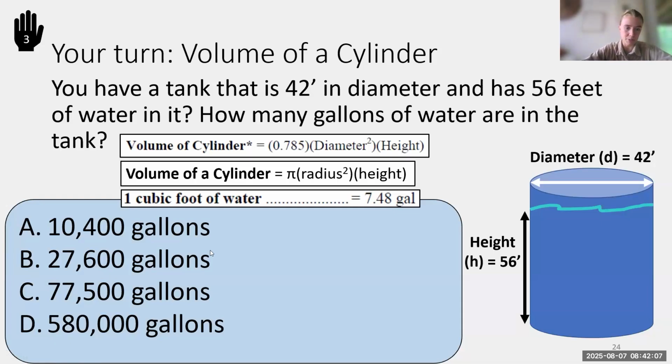So here are some equations that you have to work with. We have volume of cylinder, two different options, and also a conversion for cubic feet to gallons. So go ahead and take those equations, give it a try. I'll give you, let's see, 2 minutes to work on this, and then I'll put up the poll and we'll see how we did.